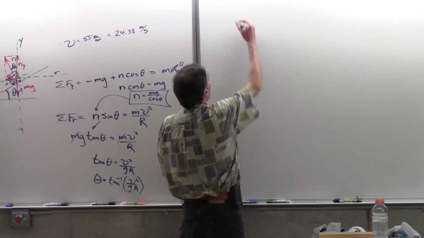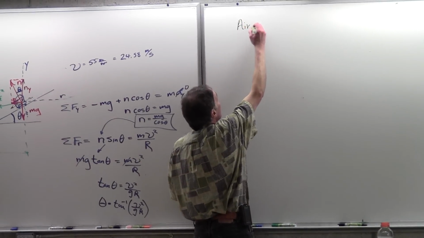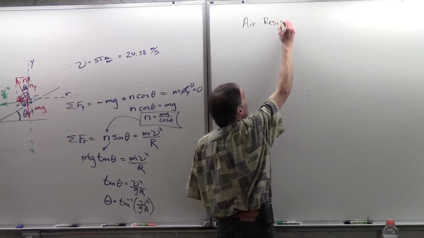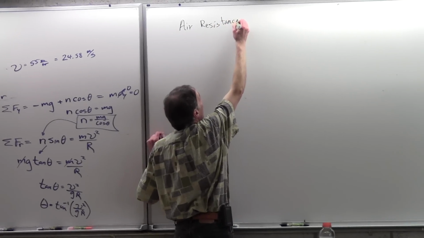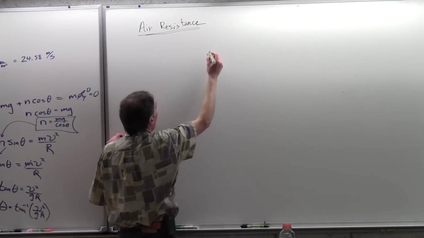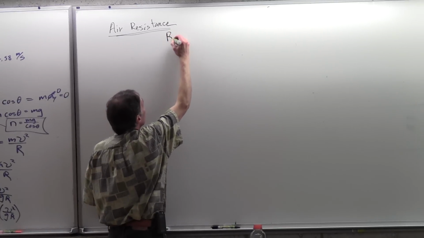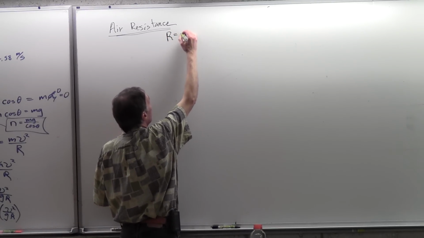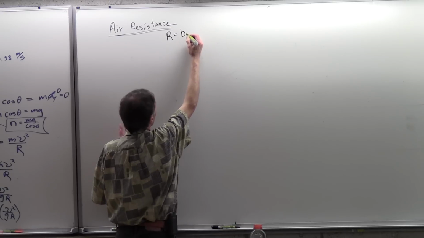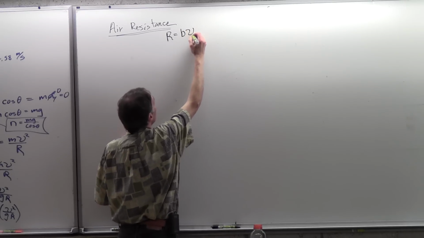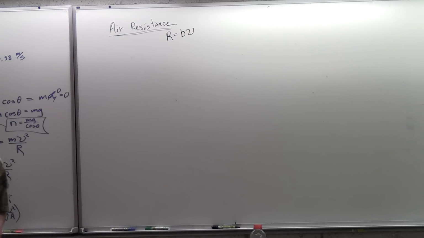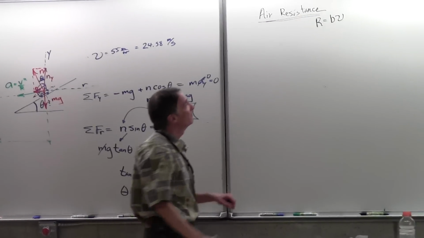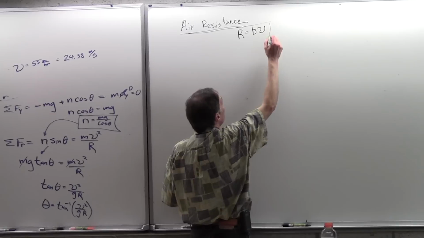Okay, so air resistance. And we're going to have this resistance be proportional, with some proportionality constant b, times v, where v is the velocity. Let me help make some sense of that. We're kind of defining that.